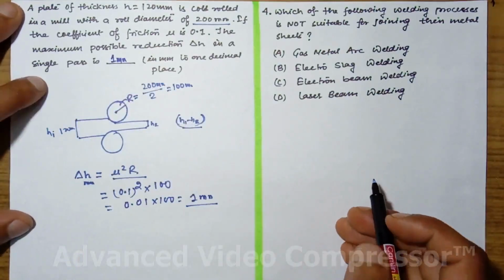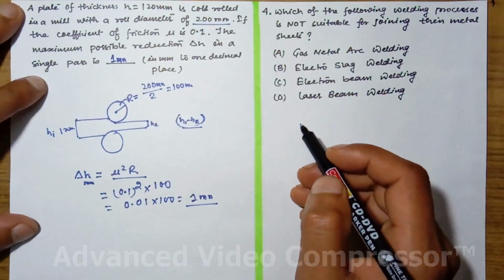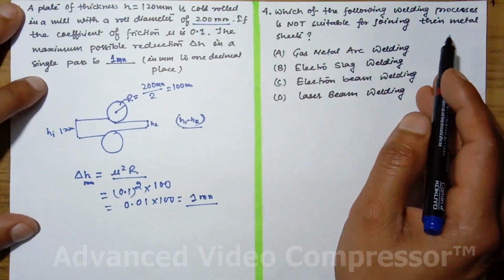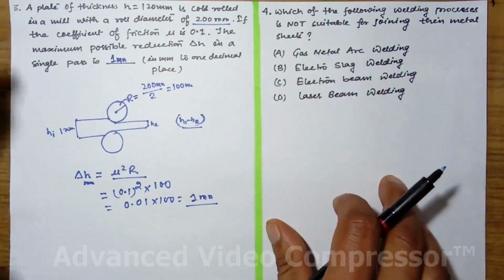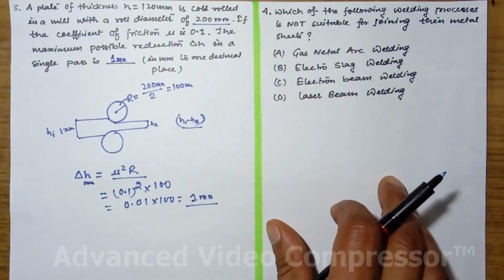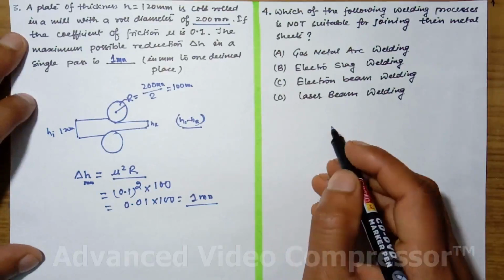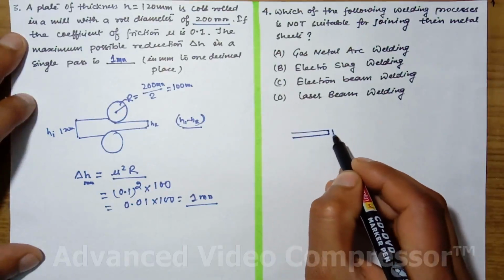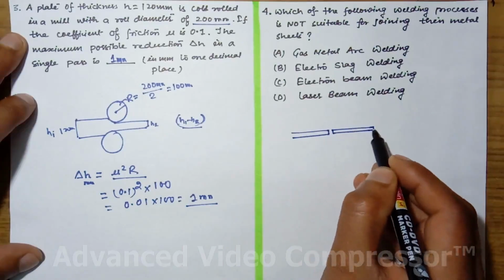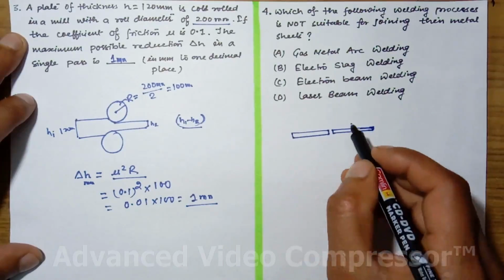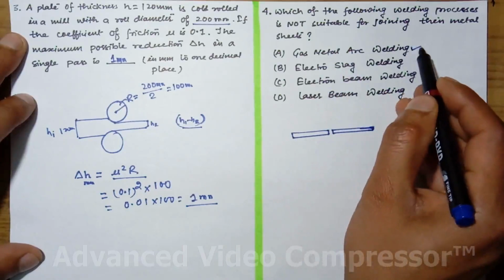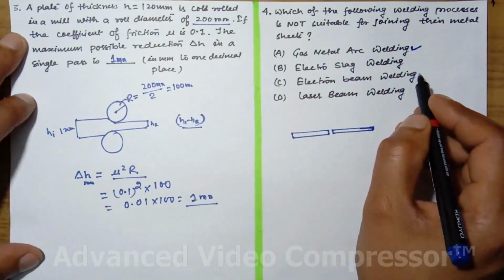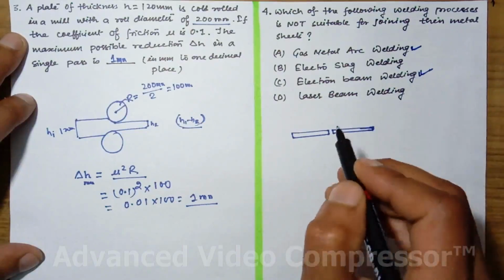Now the fourth question is: which of the following welding processes is not suitable for joining thin metal sheets? Here we have to join thin metal sheets. So for thin metal sheets you have to remember, we can use gas metal arc welding. We can use electron beam welding also.